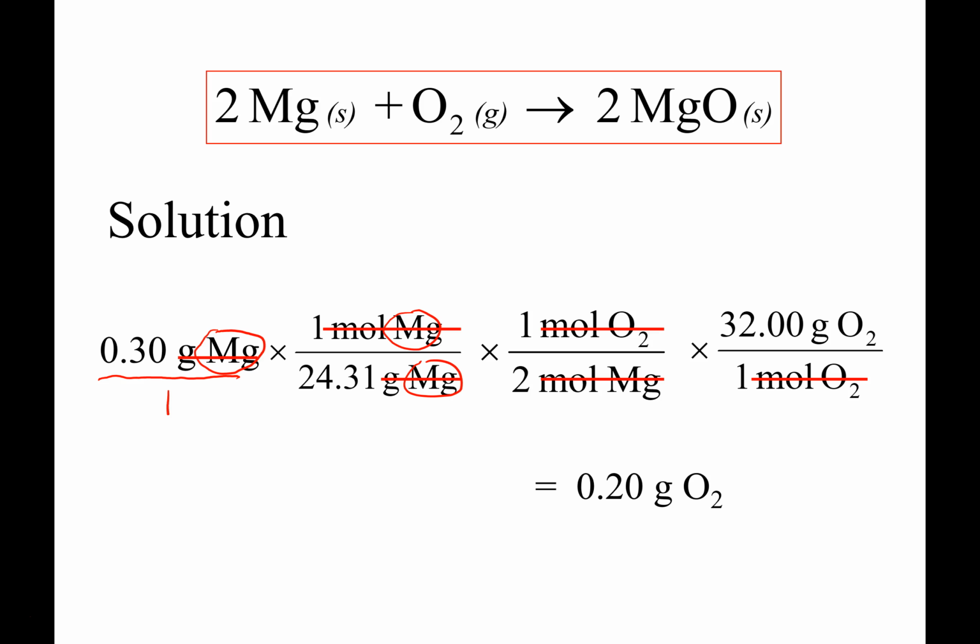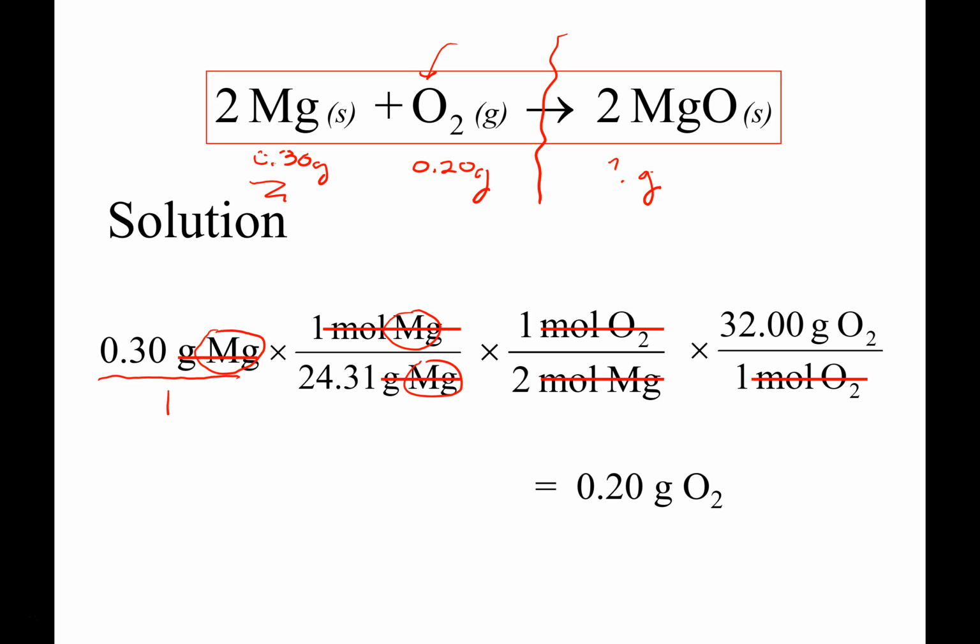The follow-up question is going to be, I'm going to put 0.30 grams here, and 0.20 grams here. If you have 0.30 grams of magnesium and a sufficient amount of O2, what mass of magnesium oxide will be formed? What do you think the mass would be? Conservation of matter, conservation of mass? 0.50. Yep.